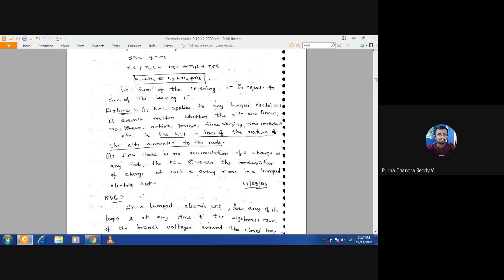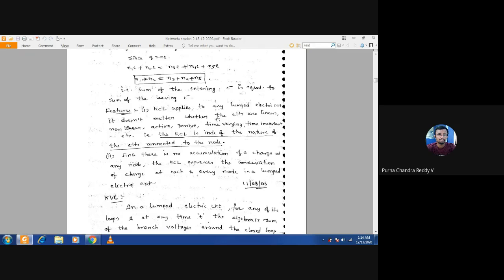Yes, sir. Okay, these are some of the features related to KCL. It applies only to lumped electric circuits. I told you already. The networks which we are using in network analysis are lumped circuits only. We can't use distributed circuits here. On paper you may analyze them, but practically you can't connect them. Why? Because for distributed networks, we can't separate resistance, inductance, and capacitance. That's why KCL applies only to lumped circuits.